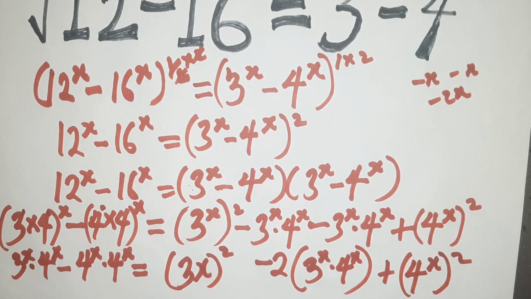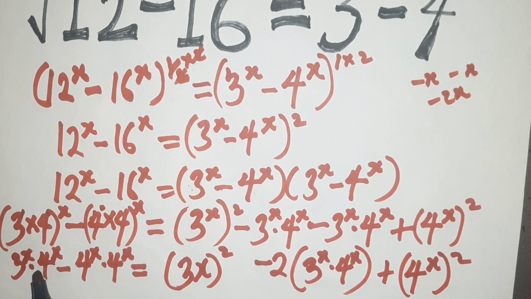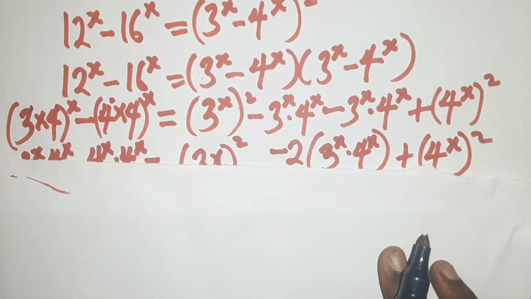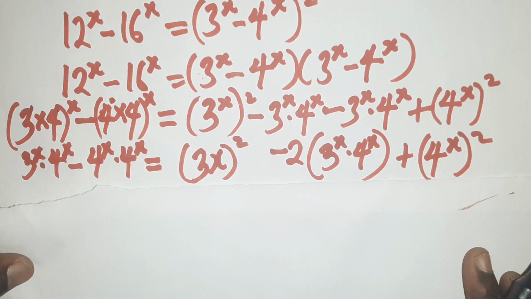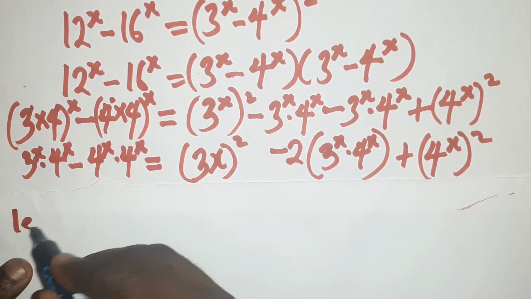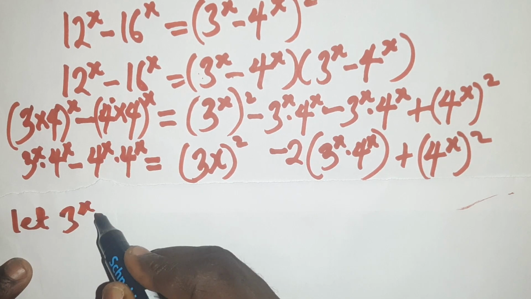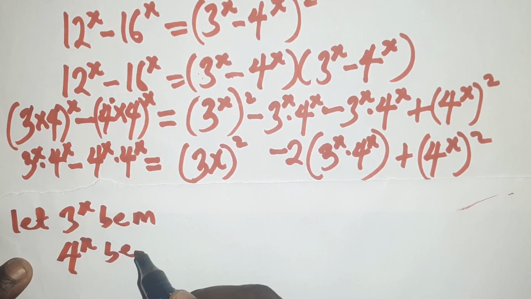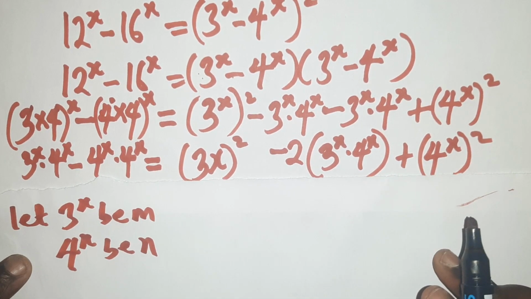And then notice that I have 3 raised to power x and 4 raised to power x running through the equation. So it will be easy for me if I now replace them with variables. So I can say let 3 raised to power x be m and 4 raised to power x be n, to make my work easy.